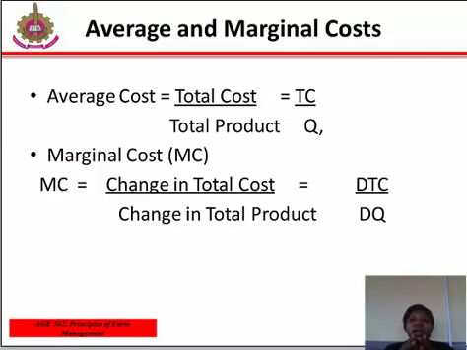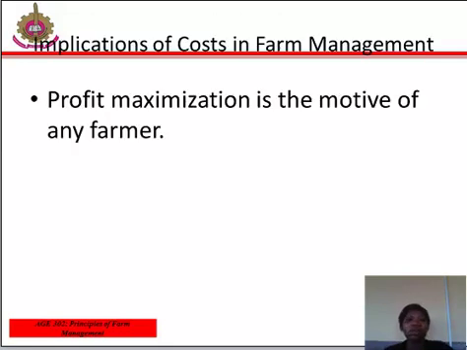Marginal cost. Marginal cost is denoted as MC, which is also known as incremental cost, and is referred to as the additional cost that is incurred during the production of additional units of output. It is the increase in total cost resulting from increasing the output by 1 unit. That is, marginal cost, which is denoted as MC, is the change in total cost over the change in total product.